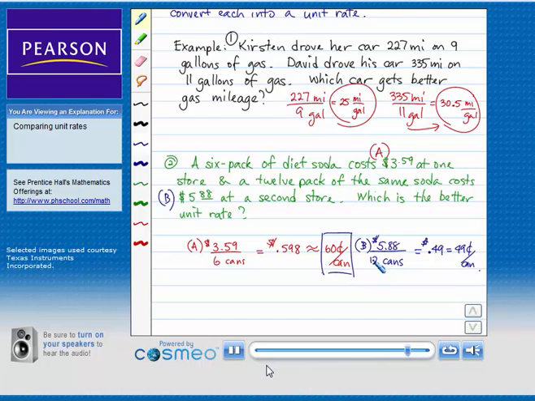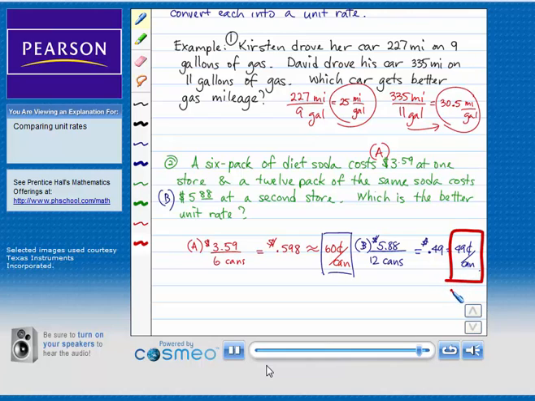At store B, 12 divides into 5.88 about 49.49 times, so that's 49 cents per can. So if you go to store B and buy a pack of 12 diet sodas, you're going to save almost 11 cents per soda. Well, not too bad, particularly if you're having a number of guests over.